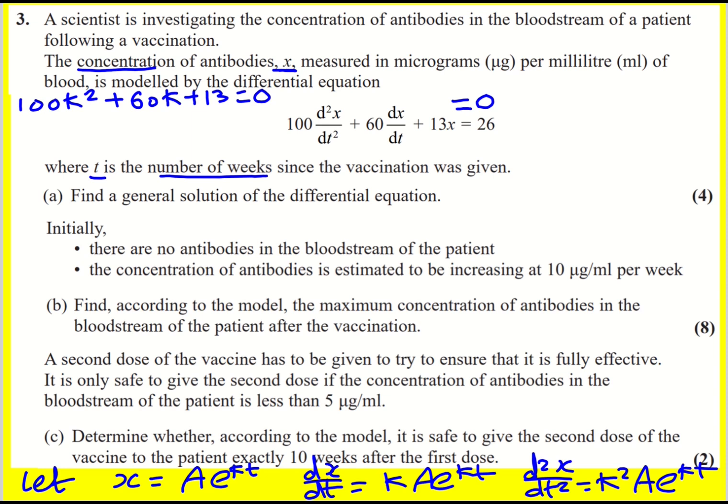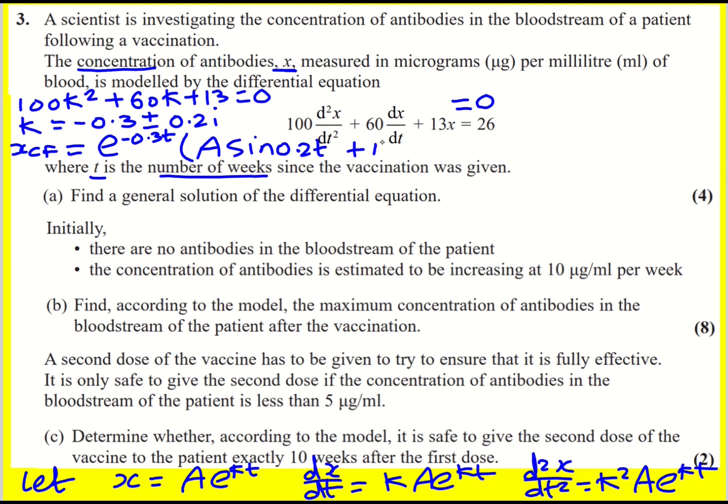Okay, in this scenario, you definitely want to just be putting it in your calculator. It ends up being complex. k is equal to minus 0.3, or you might write it as minus 3 over 10, plus or minus 0.2i. And the consequence is that x_CF ends up being, right, we need the real part. We've got e to the minus 0.3t, and then for the 0.2i part, you write a sine 0.2t plus b cos 0.2t.